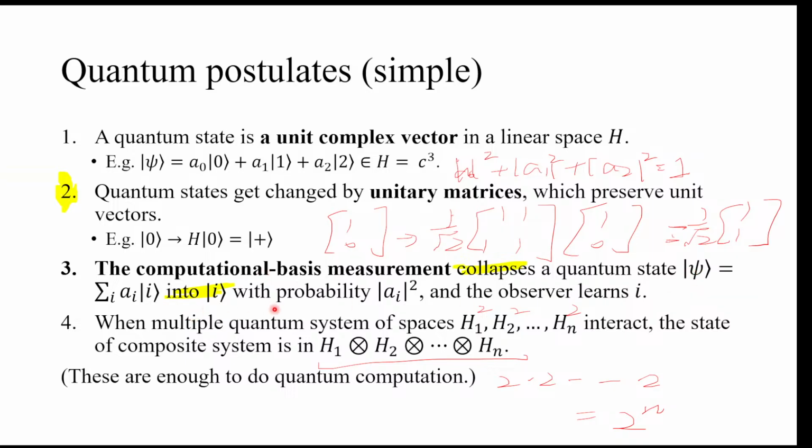And then there's the fourth rule about tensor products. Let's say you have multiple quantum systems with spaces H1, H2 to Hn, so we have a whole bunch of quantum systems and they interact in some way. But before we talk about later interaction, we talk about their state. We have a state in each system. Then the state of the composite system is in this huge Hilbert space, which is the tensor product of each Hilbert space.